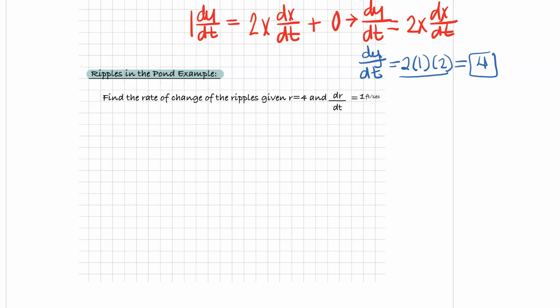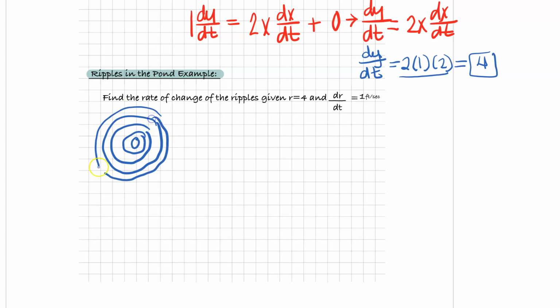Find the rate of change of the ripples given r is equal to 4 and dr/dt is equal to 1 feet per second. So let me tell you more information. This is like ripples in a pond. Say you take a rock and you try to skip it across the pond, or you just throw it in. The ripples that it creates, you can see they start real small, and then they get bigger, and then they get bigger, and the ripples just start going out from there in this concentric motion. And so if I look at the shape that these ripples are making, this is creating a shape such as an area of pi r squared, just maybe doing the area of each circle.